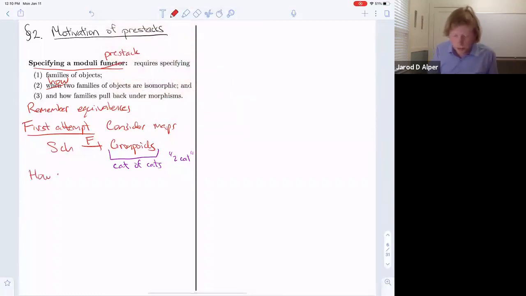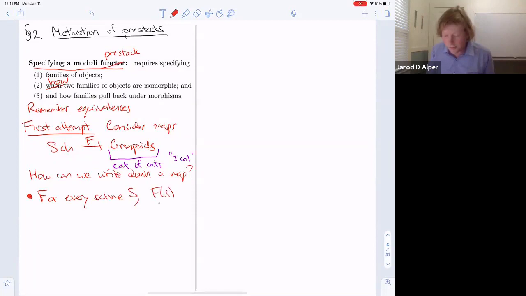So how can we write down such a map or such an assignment? The first thing you need is that for every scheme S, you should have a groupoid F(S). And then, like functors, we should have pullback maps. For each map f from a scheme S to T, there should be a pullback map from F(T) to F(S).